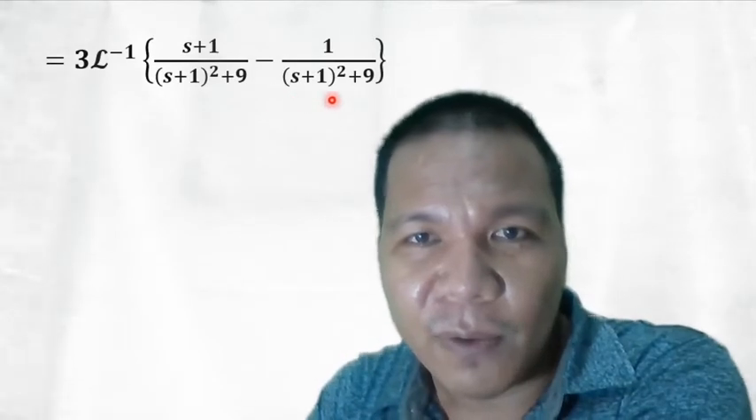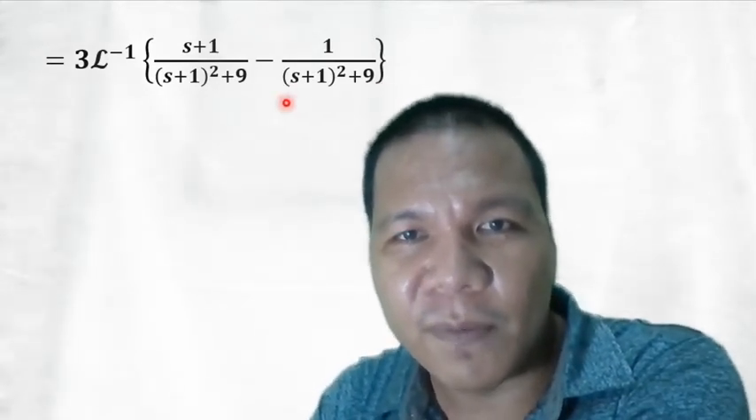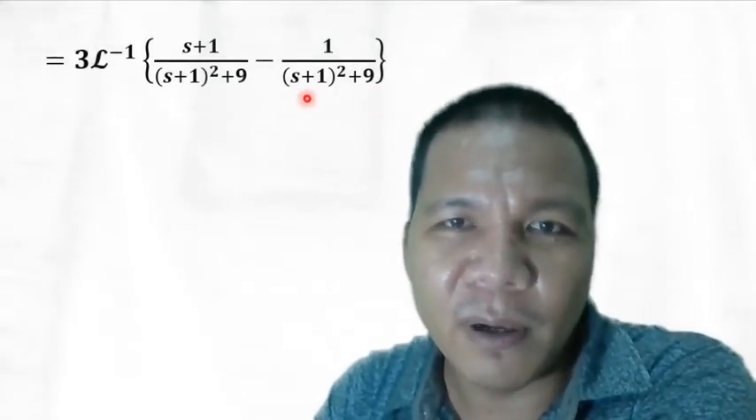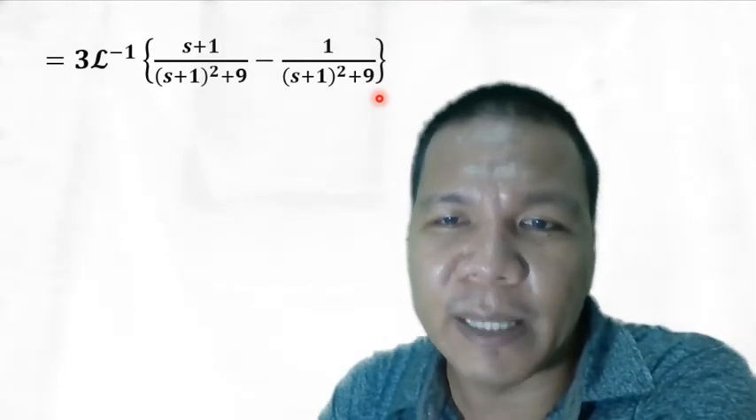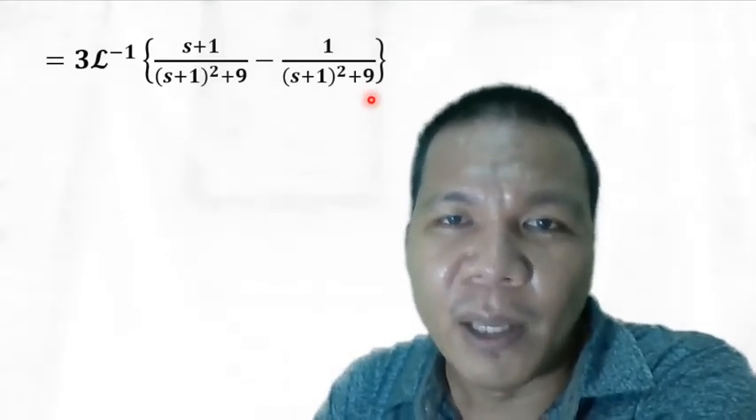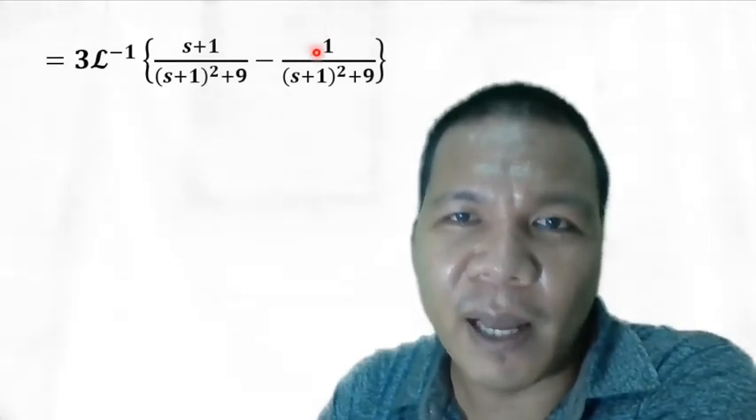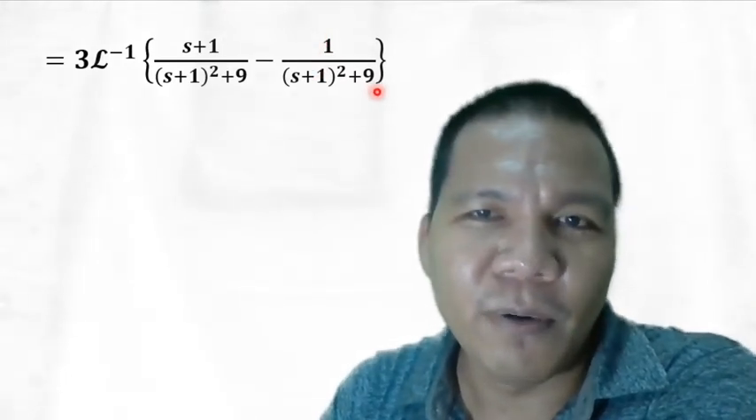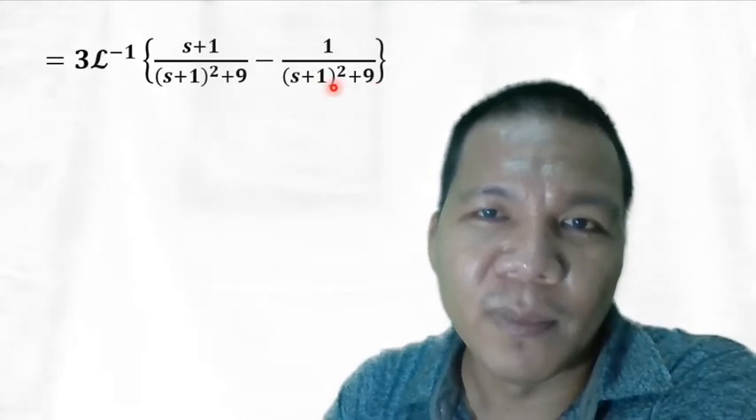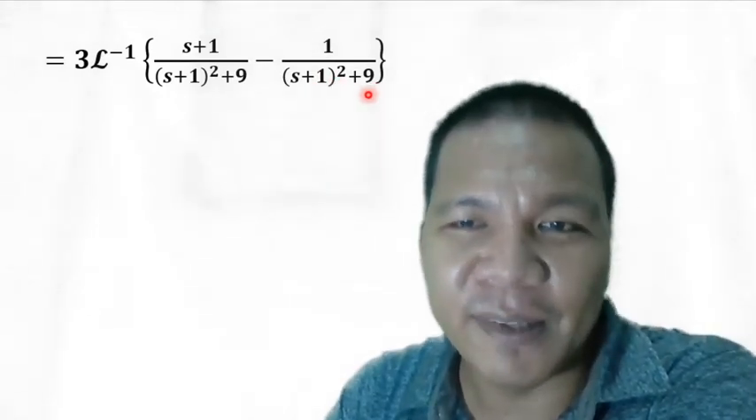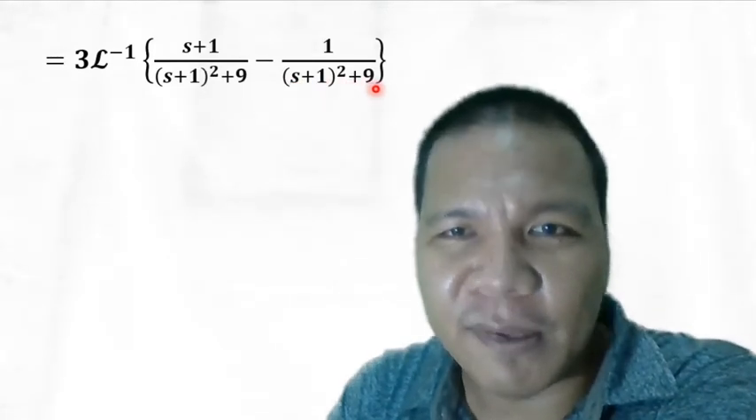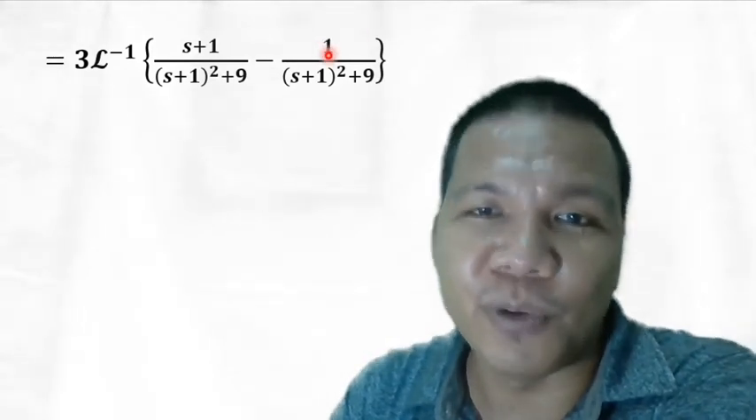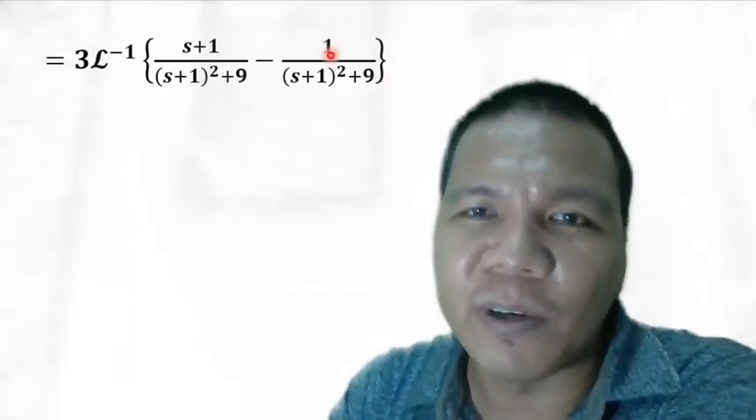So can you still recall what form this is in your transformation table? Right, this form follows the Laplace transform of sine bt. But in this case, the numerator here is missing a number. What is that number? Take note, this is s squared plus b squared. So we have b squared here, and there should be b in your numerator. So if this is 9, your numerator becomes 3.